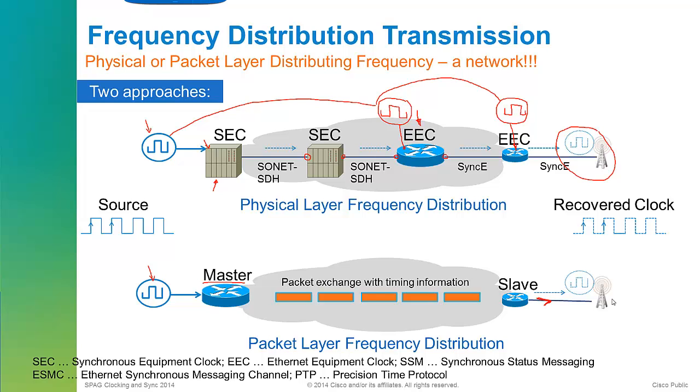So the thing to take away here is that there are two different approaches to solving the same problem, where one's based on the physical layer and one's based on packets. I will also point out that the physical will give you a better result, just because of the nature of physical networks. You get a better result if you can use frequency distribution using a physical layer like SyncE than if you use packet. Now, of course, if you don't have SyncE everywhere, then you have to use packet. But just in general, the result will be better with a physical interface.